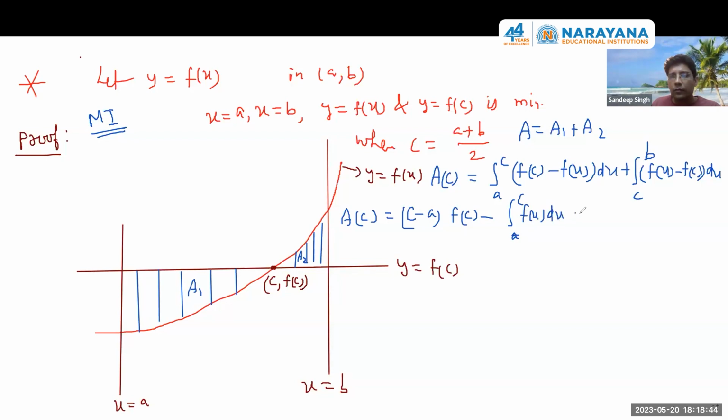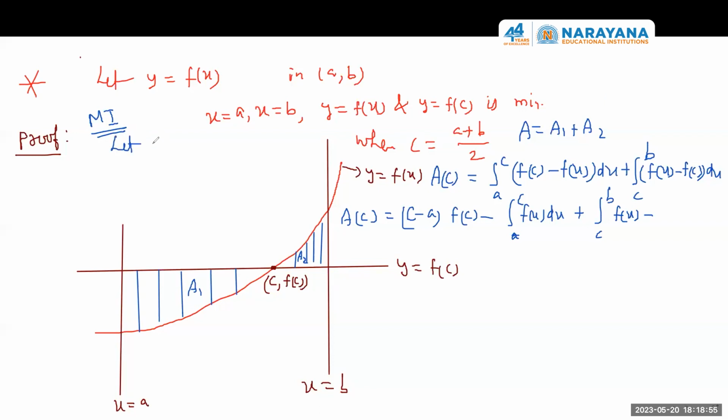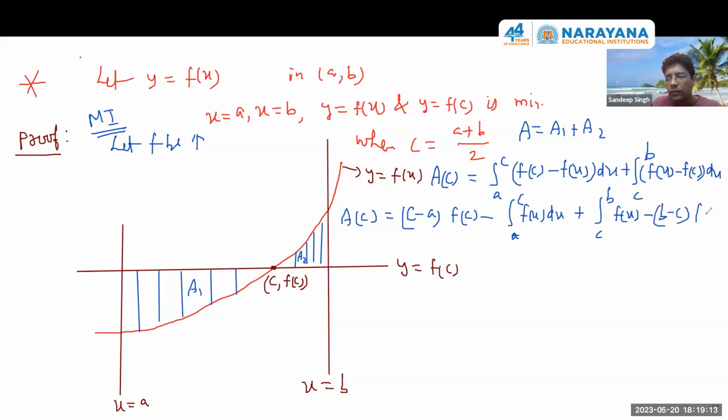Like that I want to write plus C to B f(x), and then minus. See, what I have done, I have first assumed let f be monotonically increasing, and the decreasing proof you can do in a similar fashion. So I have assumed the function to be monotonically increasing. So minus b minus c into f of c, and a dx integral I have taken.